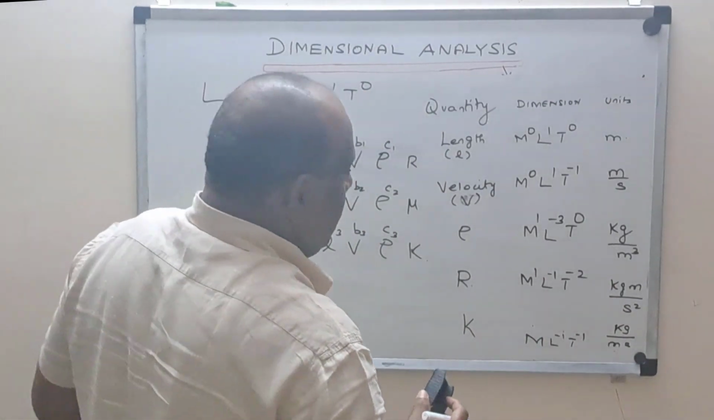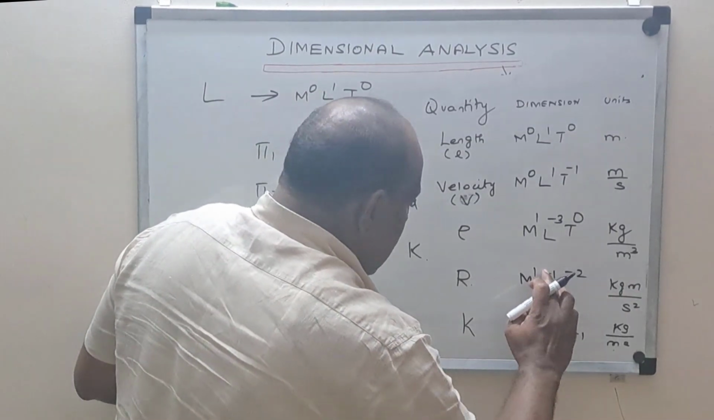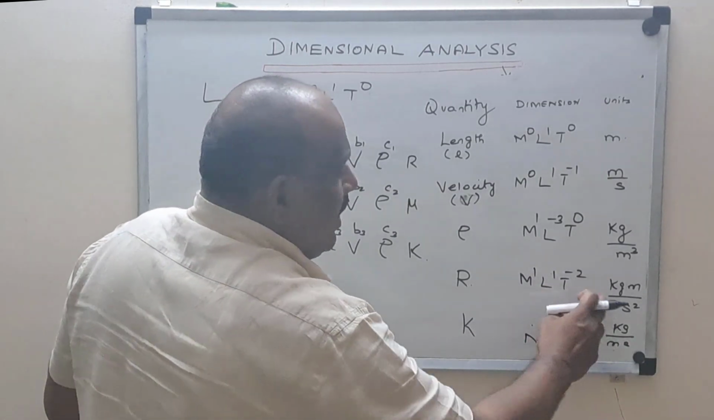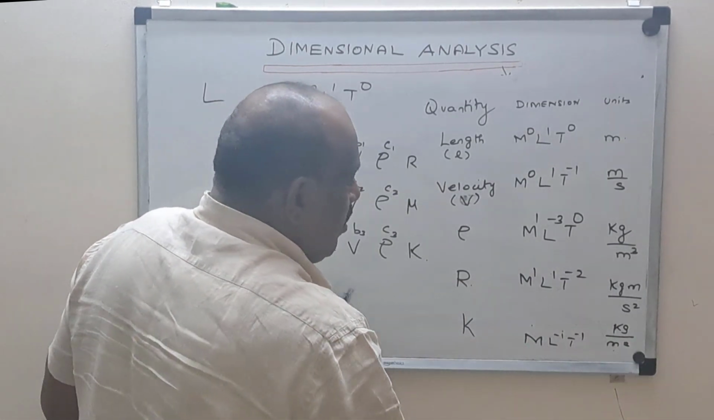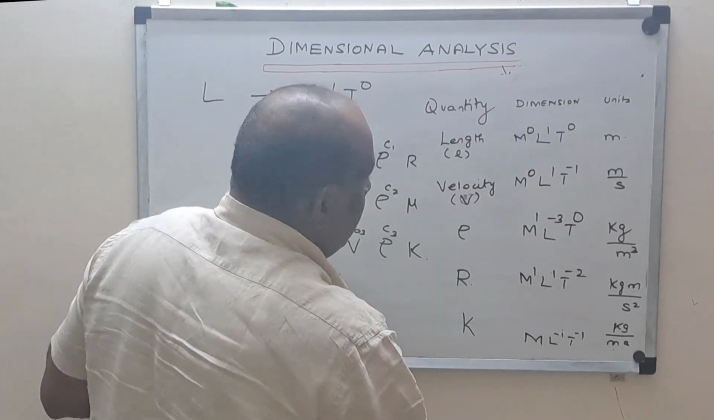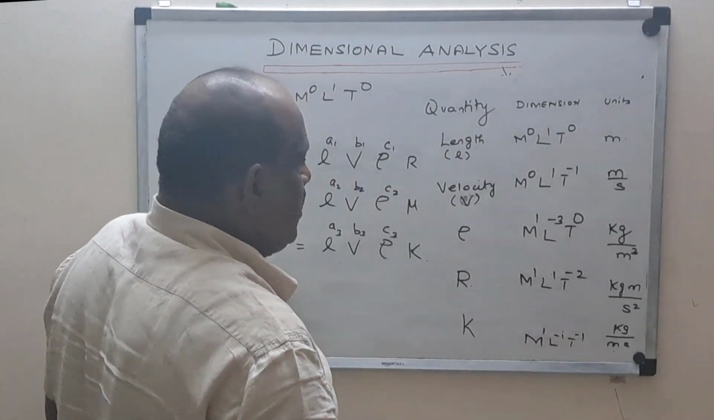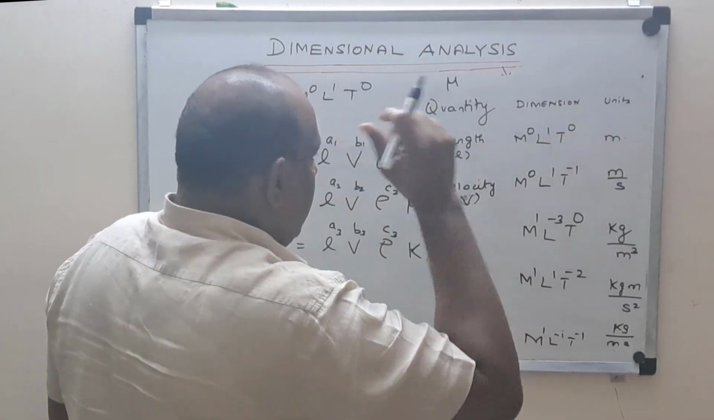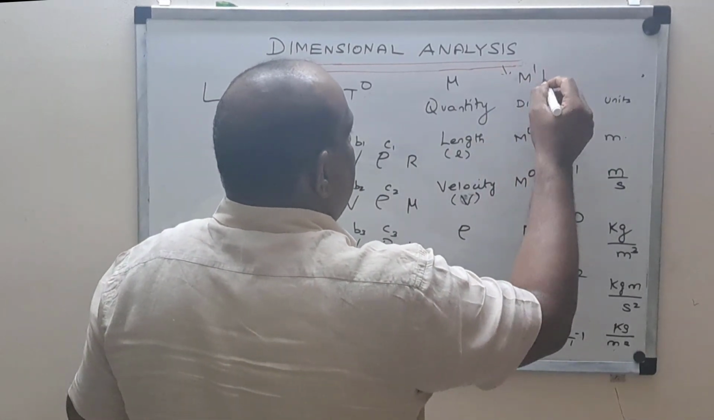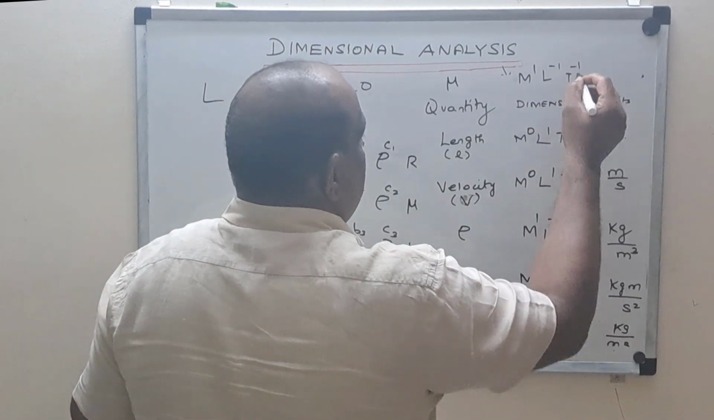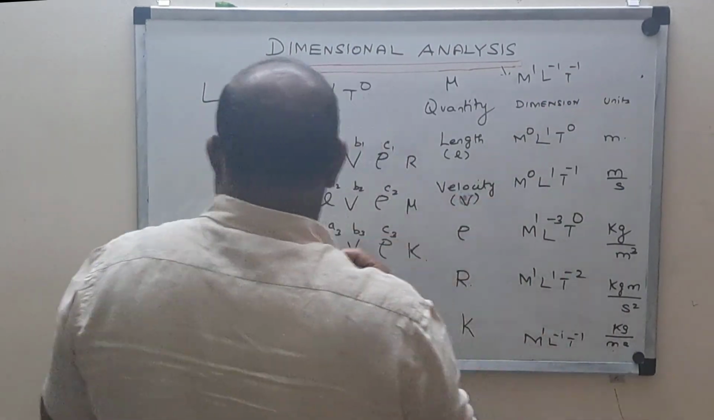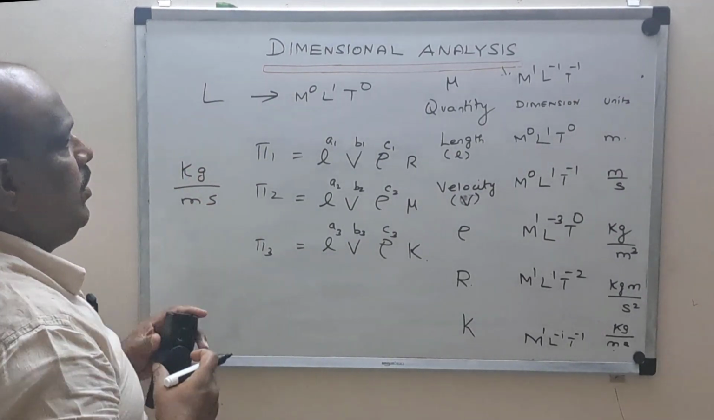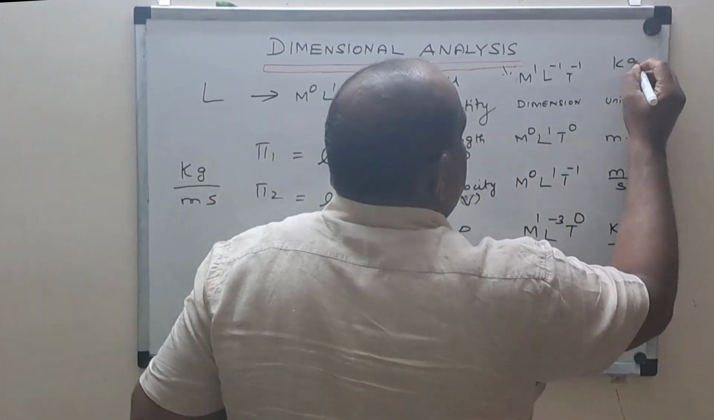I'm sorry, it is kg m, so L should be positive. So it is M power 1, L power 1, T power minus 2. With the units we can write easily. Now it is nothing but M, L power minus 1, T minus 1. So it's absolutely right, because it will be M power 1, L power minus 1, T power minus 1. Along with that we will add viscosity also. The viscosity will be M power 1, L power minus 1, T power minus 1, because it is kg per meter second, isn't it? So it's right only.